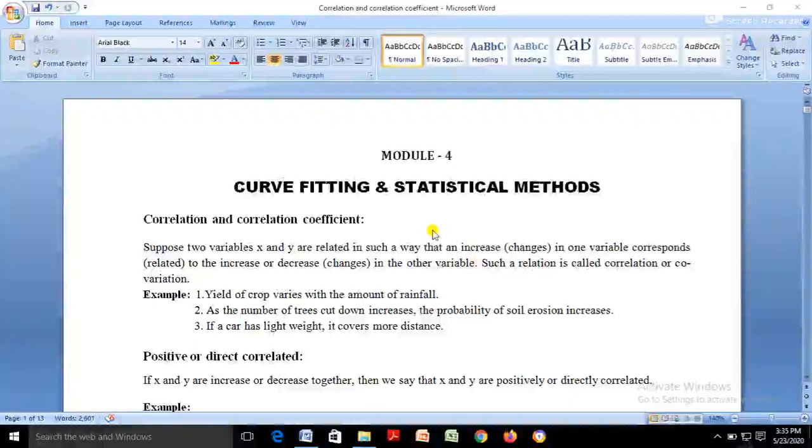Dear student, in this video we learn module 4, that is curve fitting and statistical method. In the previous video we learned curve fitting. So in this video we learn statistical method. First we know the basics of statistical method. First definition is correlation and correlation coefficient.